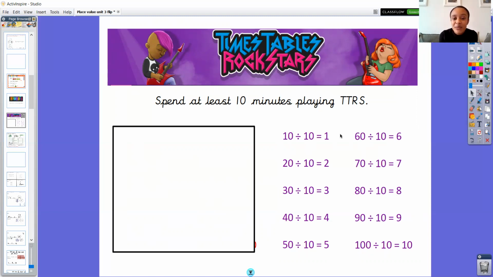And sometimes with Rockstars, just have a go. It doesn't matter if they're not correct, just have a go. I really want to see that you're just trying your best. So that's all that matters at this point. We've only just started using it, so just try your best. And it's really exciting to see that you're all enjoying it, okay? So it's a little bit of help with that.